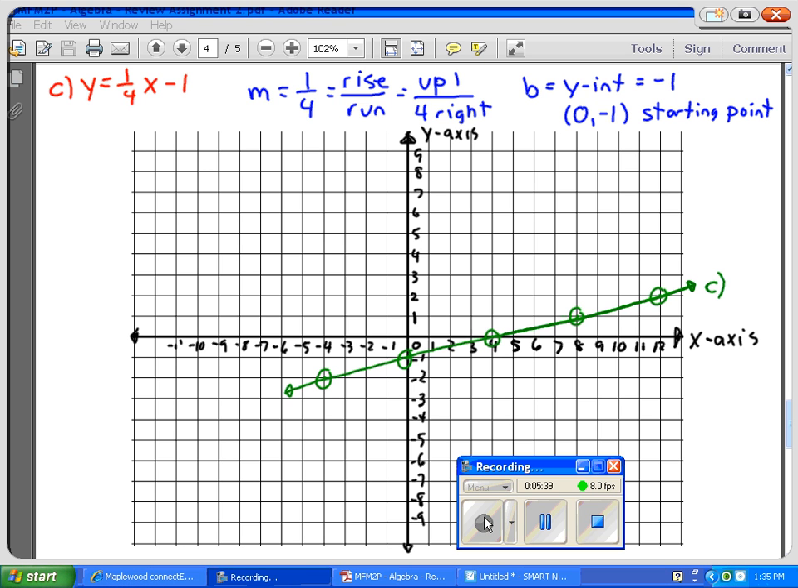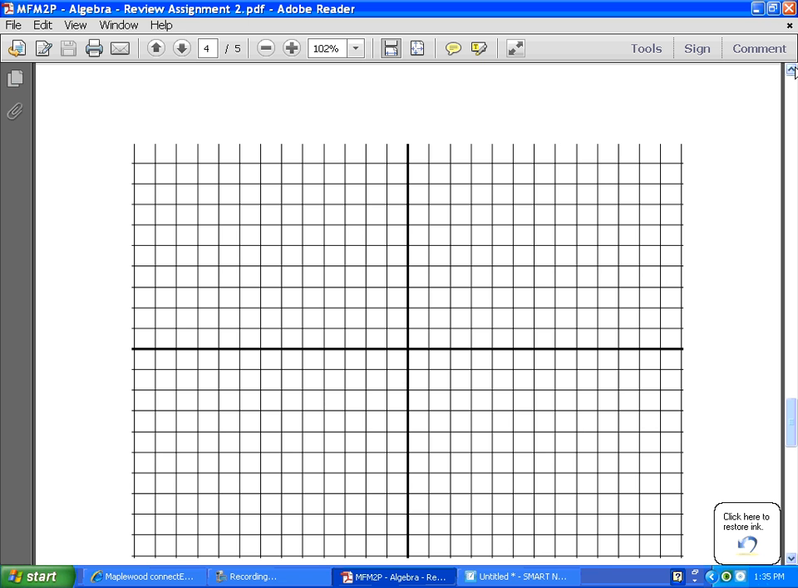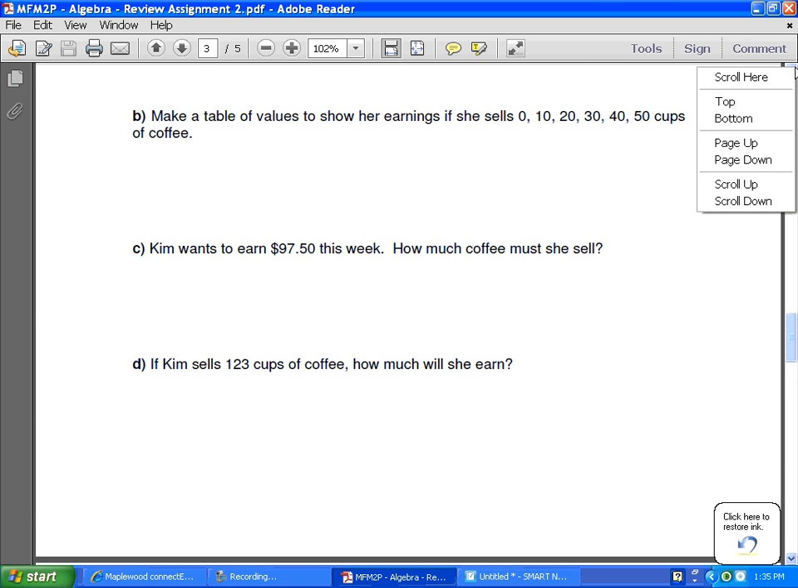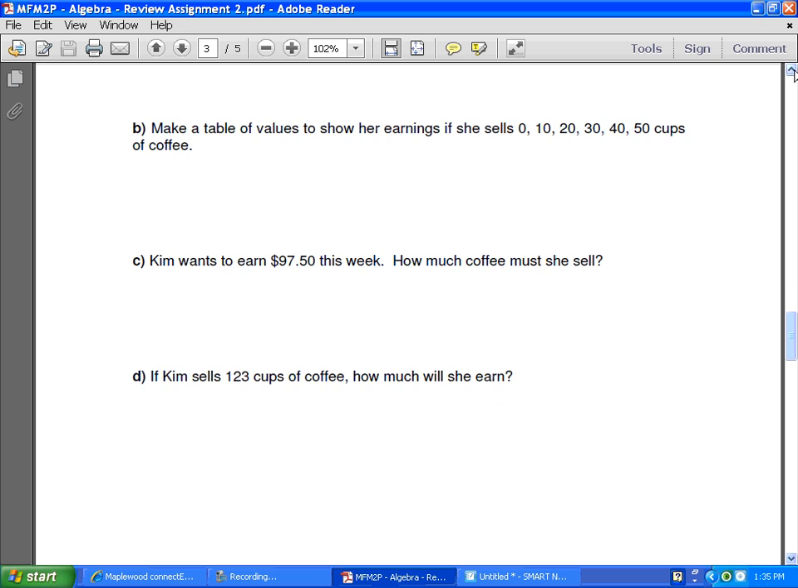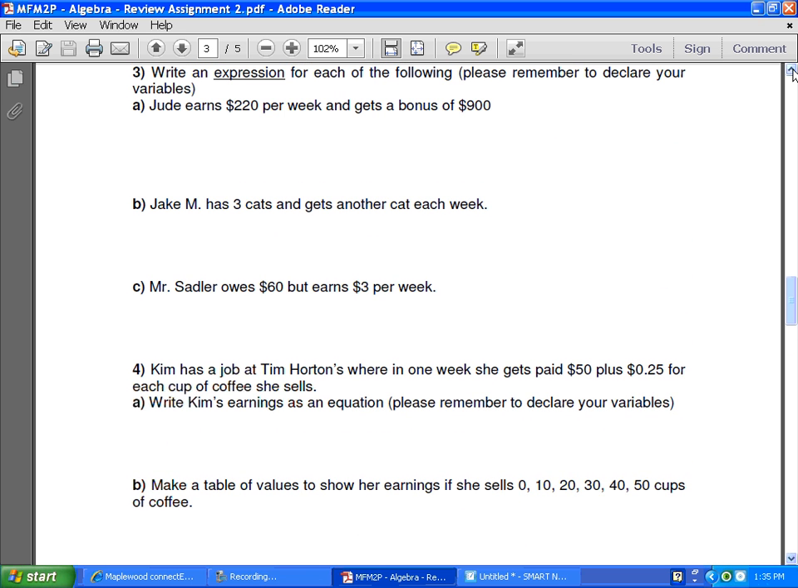Okay, let's keep moving here, folks. There was someone who shall remain nameless who says to me, Mr. Sadler, I feel good about graphing, but it's these questions on this page that cause me stress. Okay, so I'm going to start with number 3 and work our way down. It says, write an expression for the following. Please remember to declare your variables. Do you want to do A, B, or C? Actually, I'll probably do them all, to be honest. All of the above.